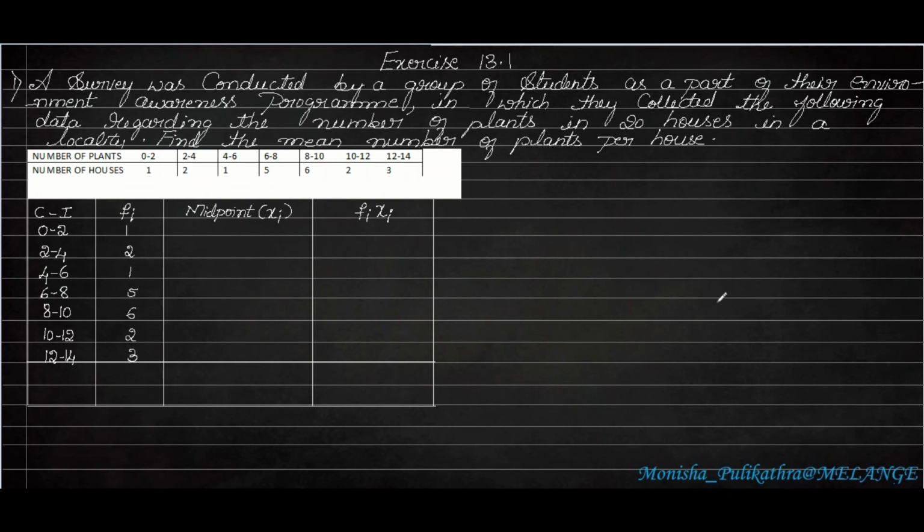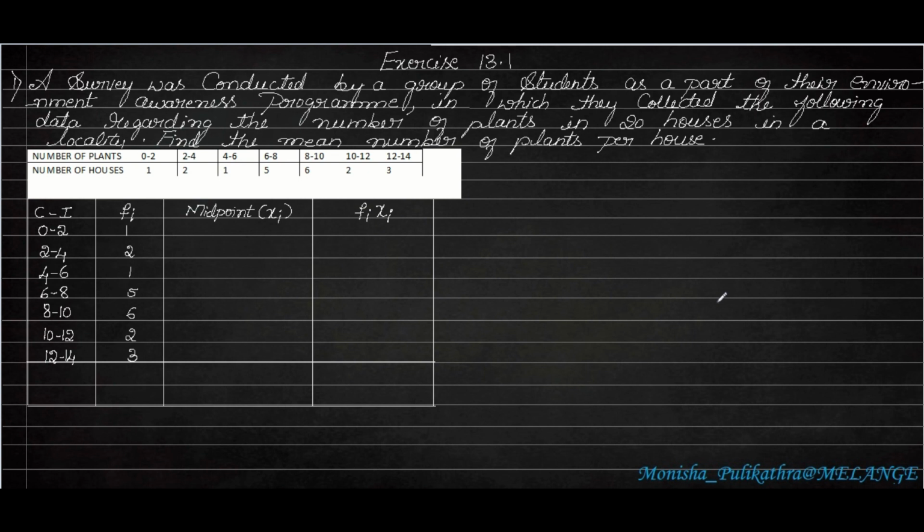So this is the first question of exercise 13.1, statistics. This is how to find the mean. In the introductory part, I have explained mean, median and mode. So this is the first one, that is mean. To calculate the mean, there are 3 types: one is the direct method, one is the assumed mean method, and one is the step deviation method.